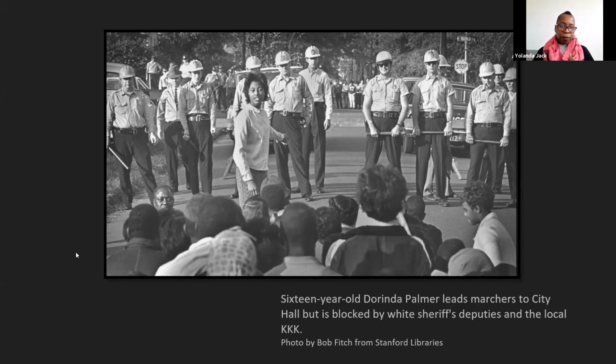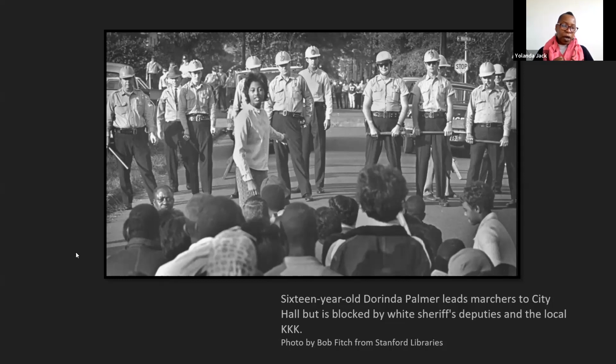But before, we're talking about love force, the idea of love force. And when I was looking through the images and selecting the images for this presentation, this one particularly jumped out at me when I was thinking about love force. This young woman, her name is Dorinda Palmer. She's 16 years old, leading marchers to City Hall.